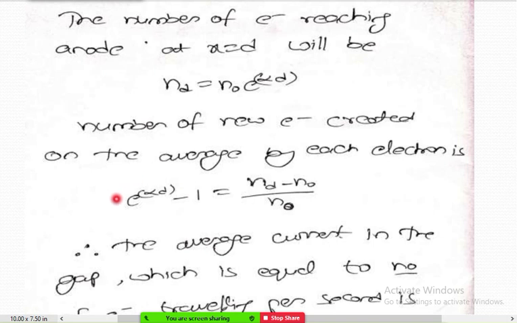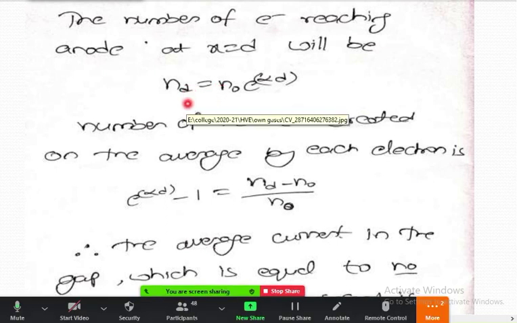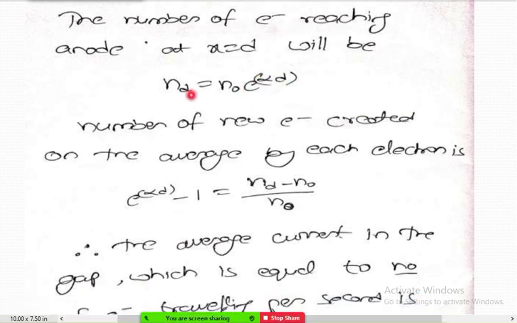So leave the LHS side apart; our RHS side is important. From this equation only we have got this. Suppose you take nd by n naught, you bring n naught to the LHS side, so nd by n naught is e power alpha d. On both sides you keep minus 1, and if you take the LCM, it will be (nd minus n naught) by n naught. That's what we will get here.